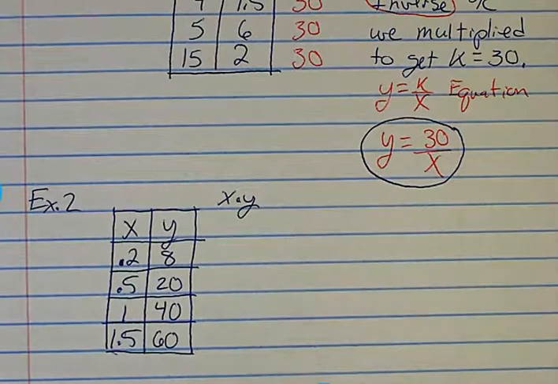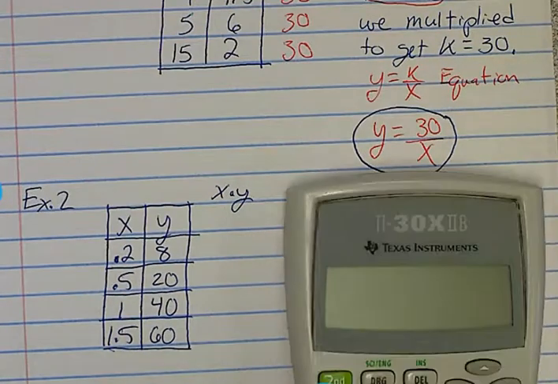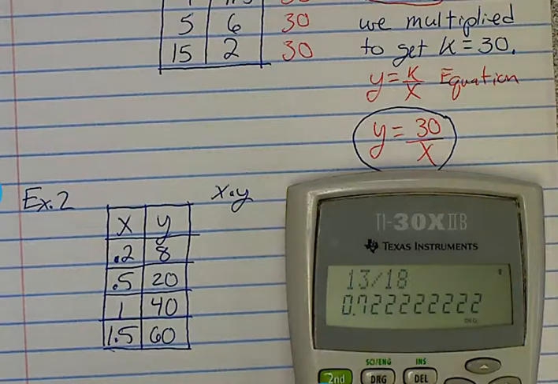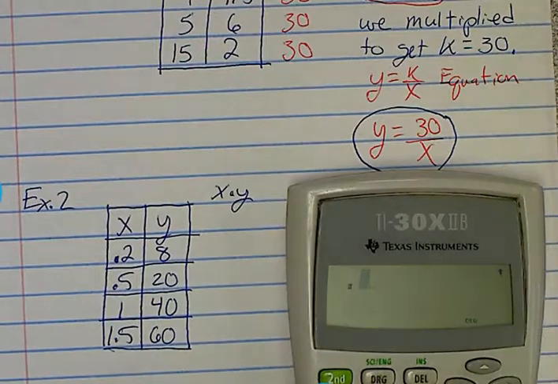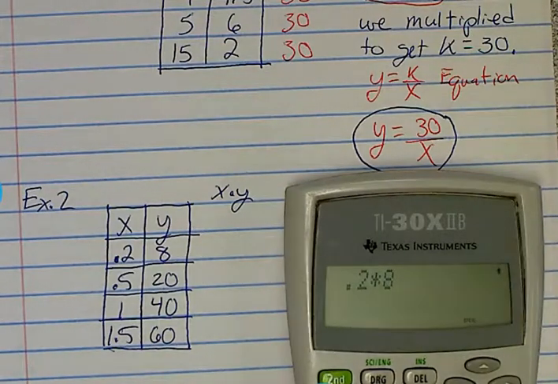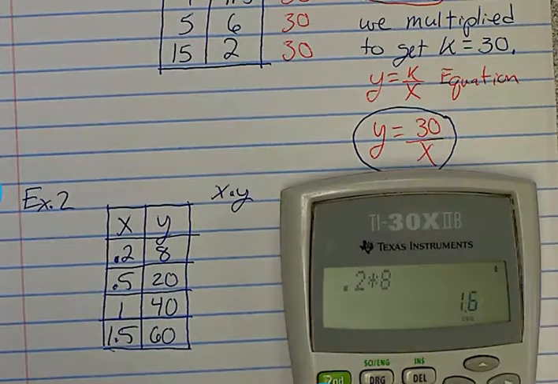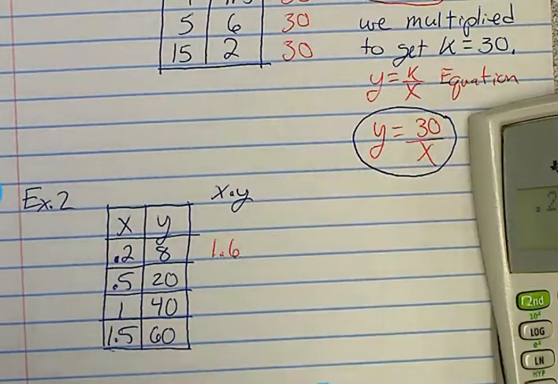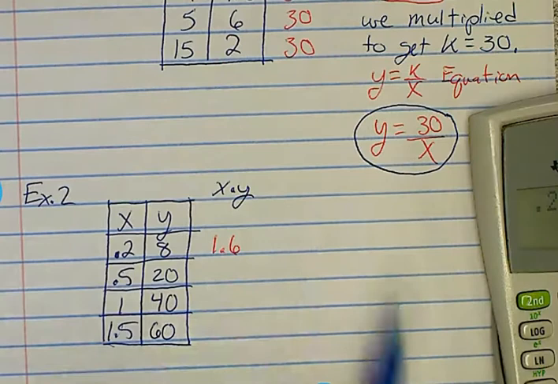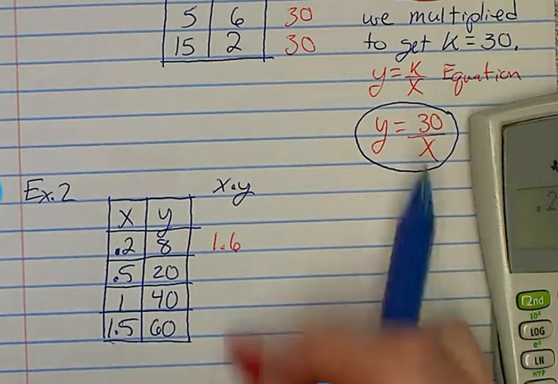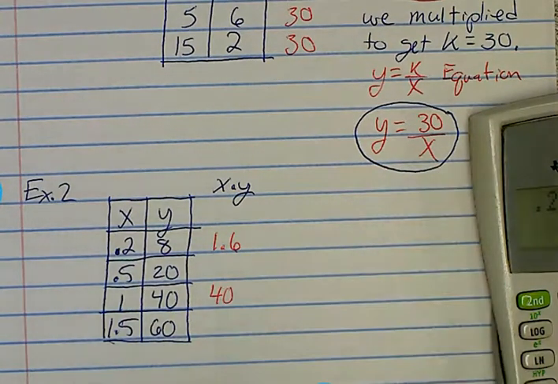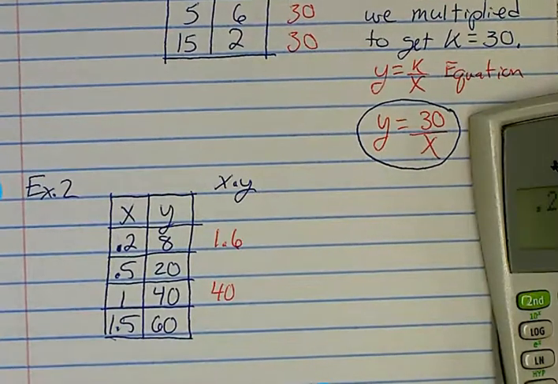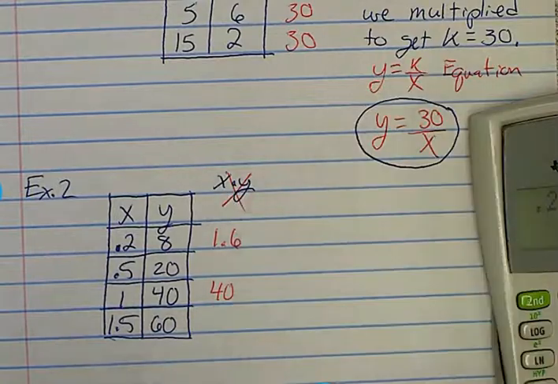Okay, so the very first thing you want to do is take the easy route first. Let's multiply them together and let's do x times y. So if we do 0.2 times 8, that's 1.6. Now you can go ahead and look at the other numbers. What's 1 times 40? Well, that's 40, right? Are those numbers anywhere near the same? No. And if they're not exactly the same, then it's not going to work. So x times y is not going to work.